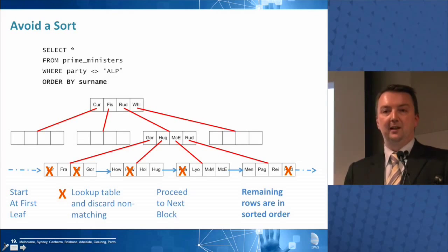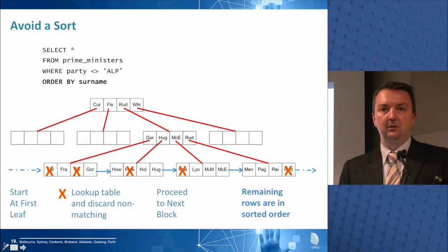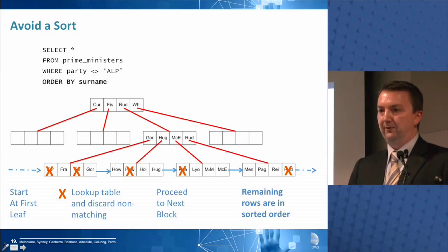Oh, hang on, we've got an index on surname. Indexes are ordered. The logical order of leaf blocks has all of our prime ministers nicely sorted. We're running a SQL where we want to order the results. We've got no convenient index to find the rows.